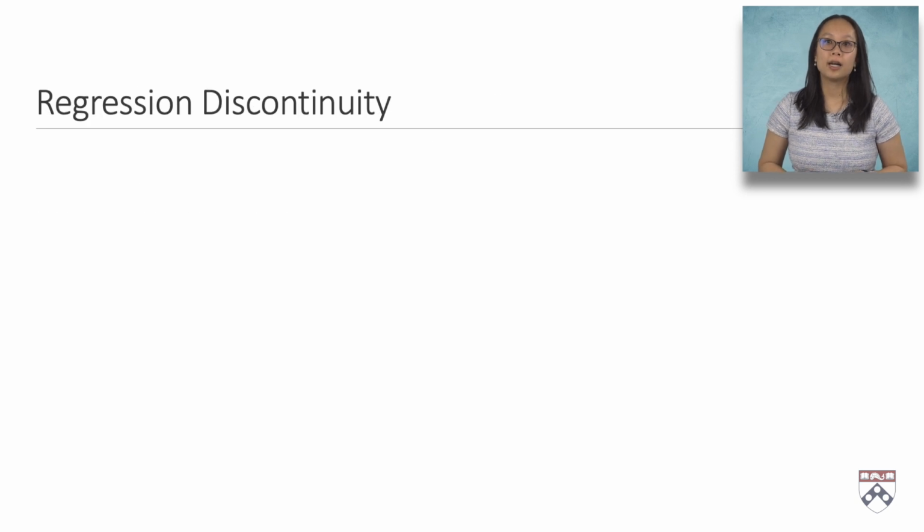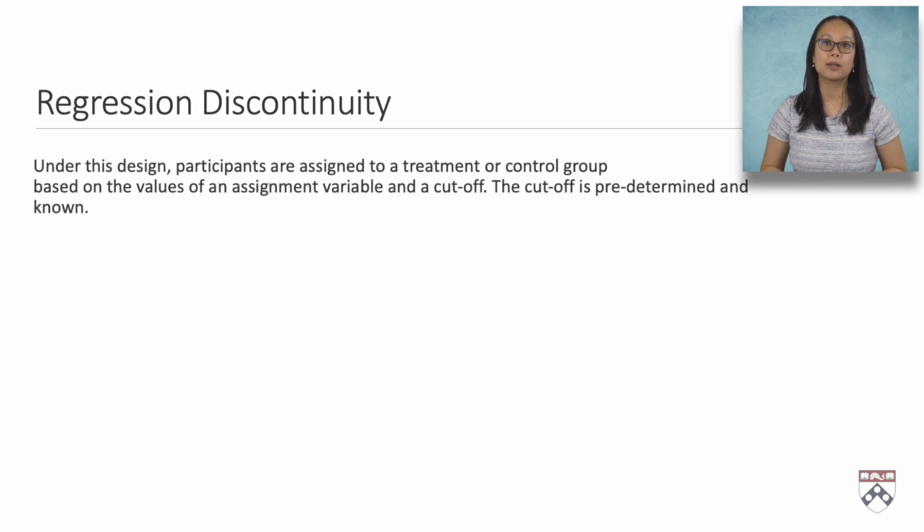And then finally, the last set of methods that are commonly used to derive causal relationships in the absence of randomization is referred to as regression discontinuity. So under this design, participants are assigned to a treatment or control group based on the values of an assignment variable and a certain cutoff. And the cutoff is predetermined and known.